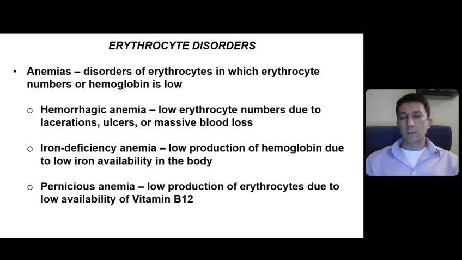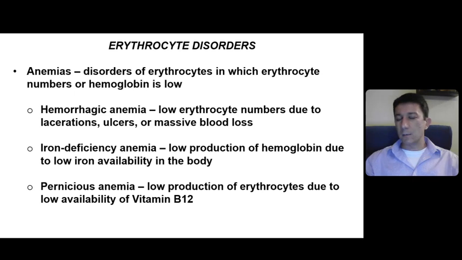We'll also look at some disorders of erythrocytes. Most of the erythrocyte disorders that we're going to examine fall under the category of anemia or anemias. And anemias are disorders of erythrocytes in which erythrocyte numbers or hemoglobin is low. So we have a couple of different examples of some fairly common anemias. We have things like hemorrhagic anemia, which is a low erythrocyte number due to lacerations, ulcers, or massive blood loss. So hemorrhaging is simply a general term for blood loss.